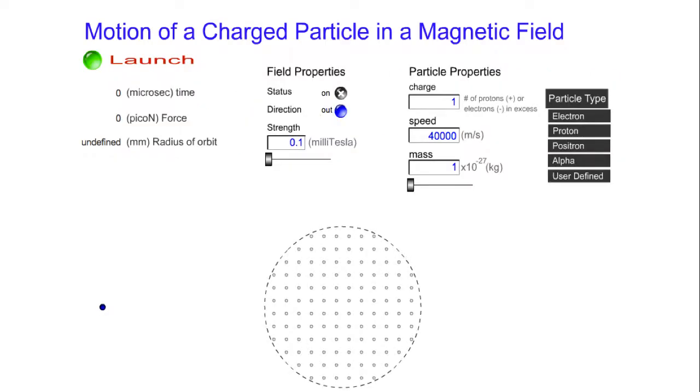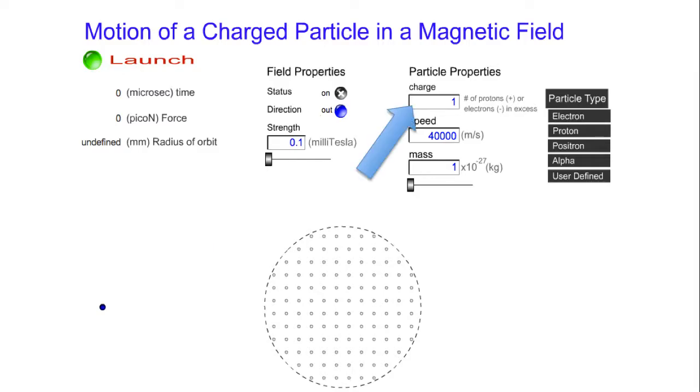Now here's a screenshot of the simulation we'll be using in a few moments. I want to direct your attention to this one factor here called strength. Today we will be altering the strength of the magnetic field. Magnetic field is measured in a unit of Tesla. In the simulation we'll be using millitesla. And this would be like adding more magnets. So if we want a bigger number than 0.1, we would just add more magnets.